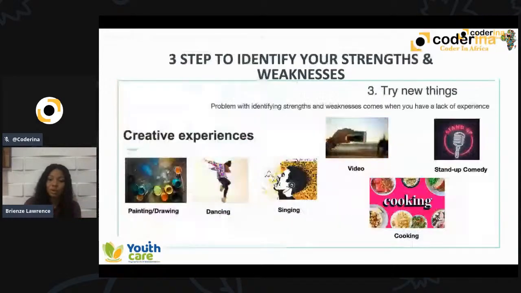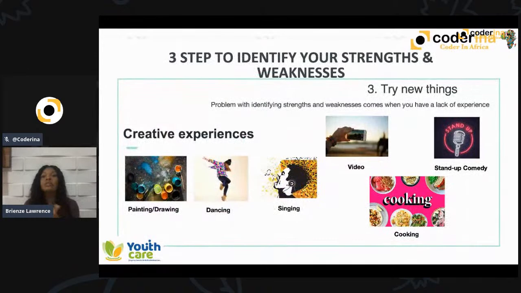When you're done with that, the third thing to do is to try new things, because the problem with identifying our strengths and weaknesses is that we lack the experience. It's a very common thing when someone asks you, are you good at teaching English? You go, no, I'm a math teacher. But the question is, have you tried to teach English? Or are you good at entrepreneurship studies? Oh no, I'm a biology teacher. But have you tried?